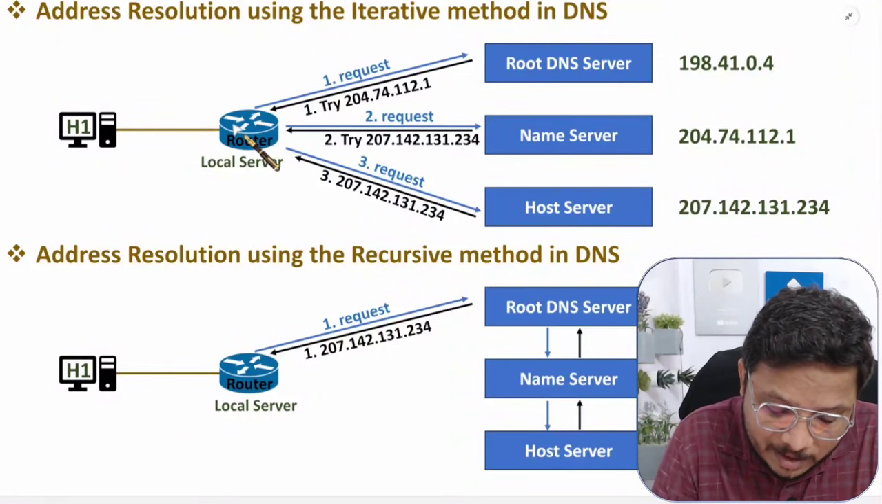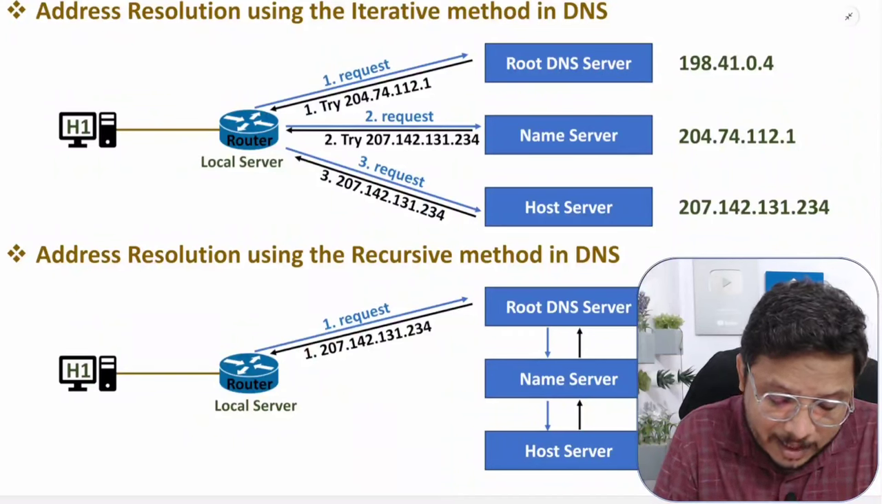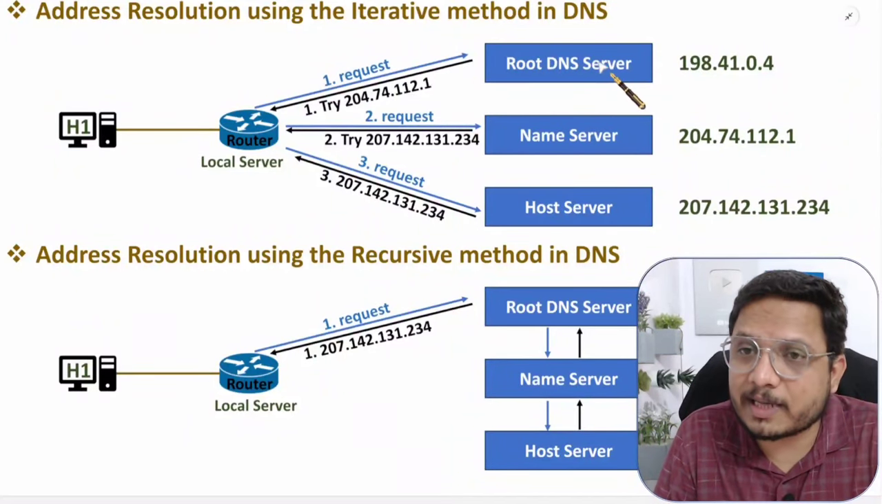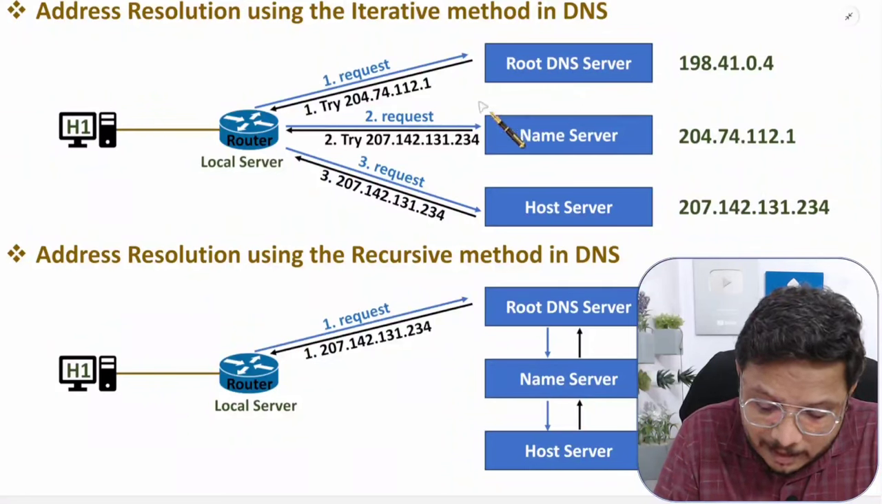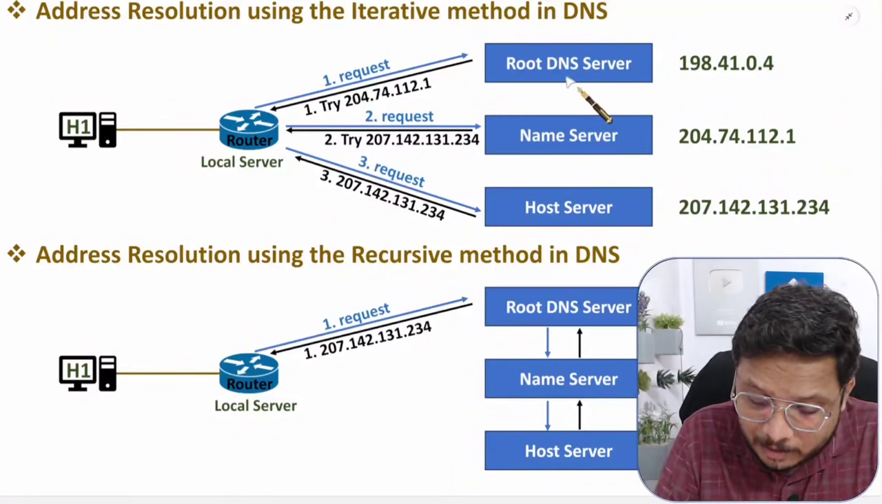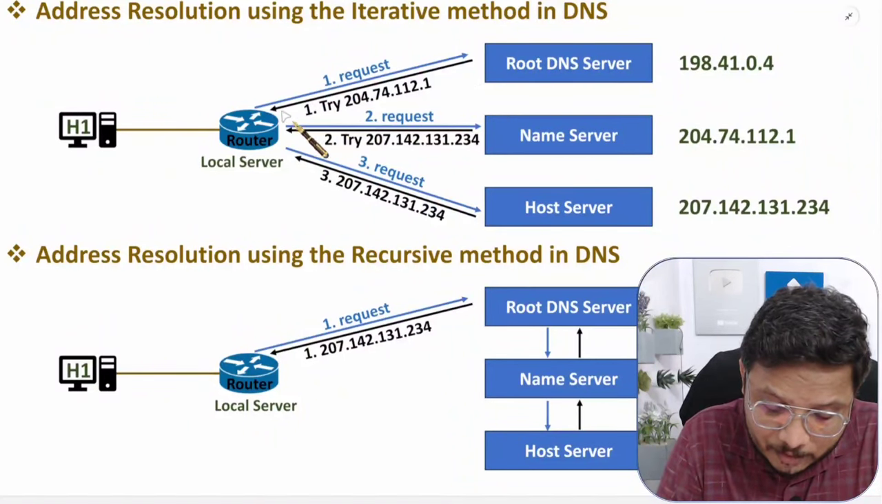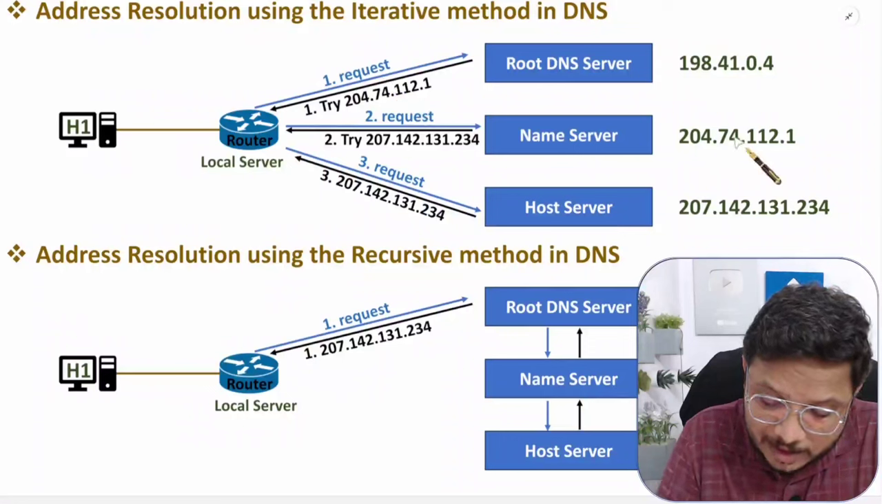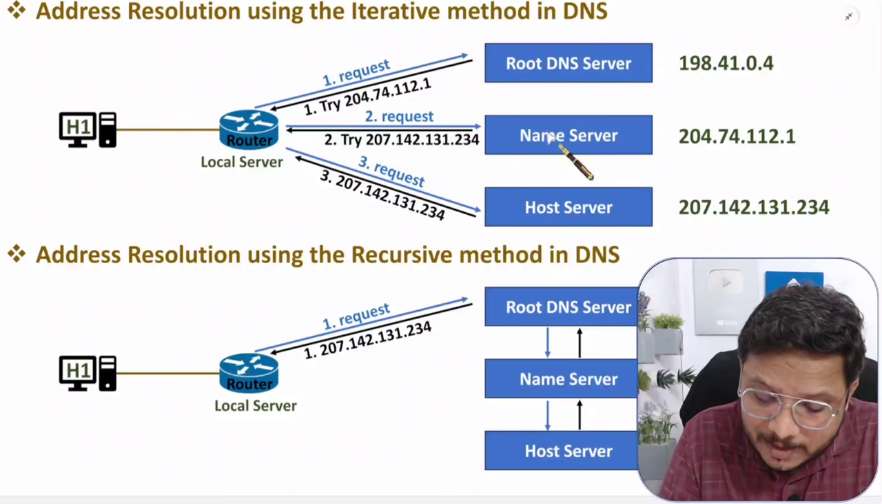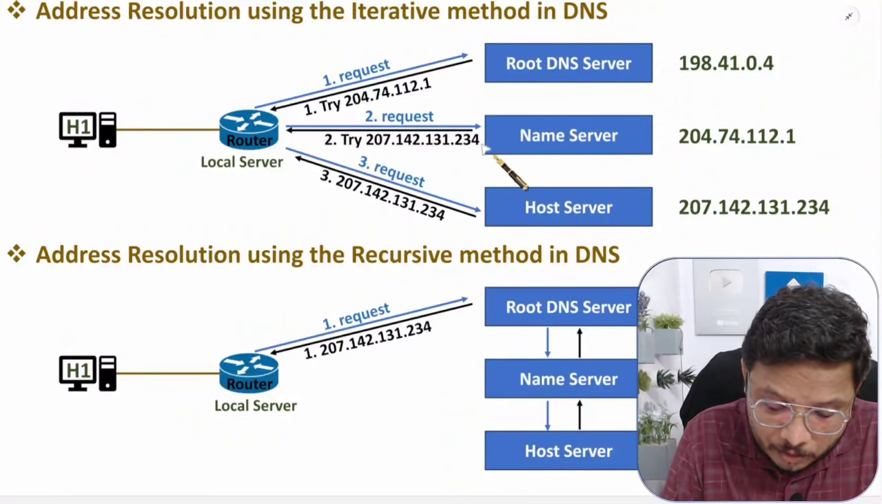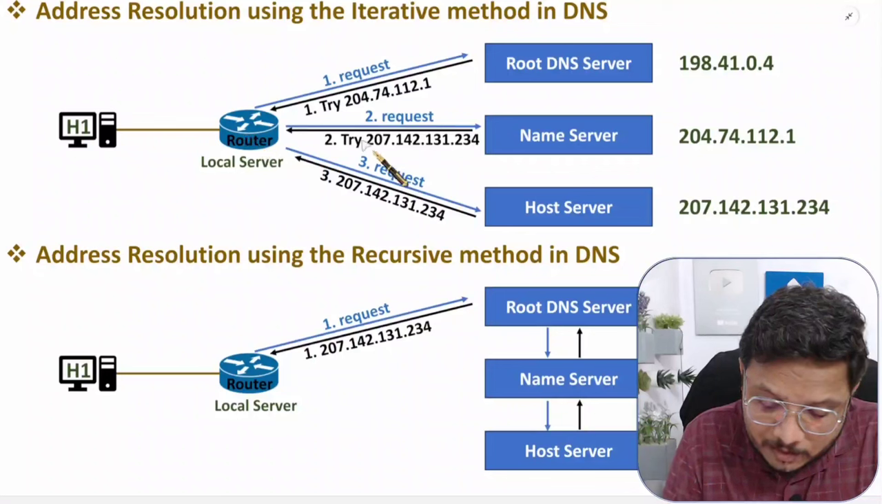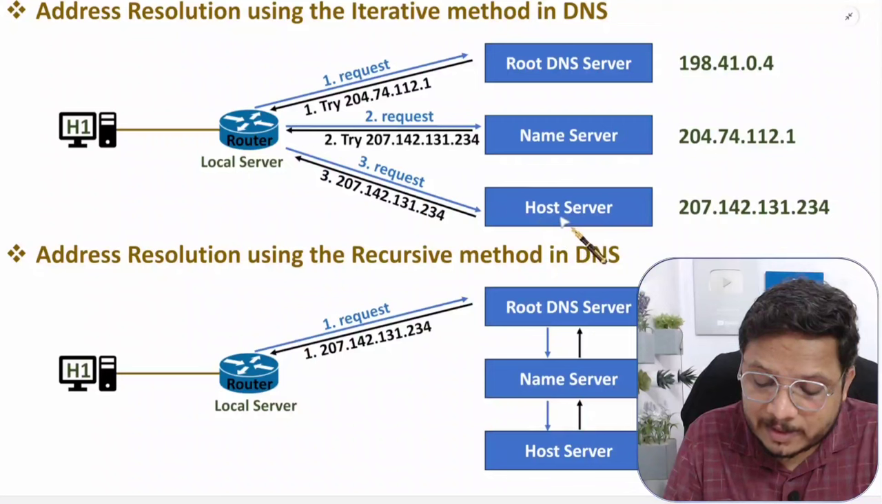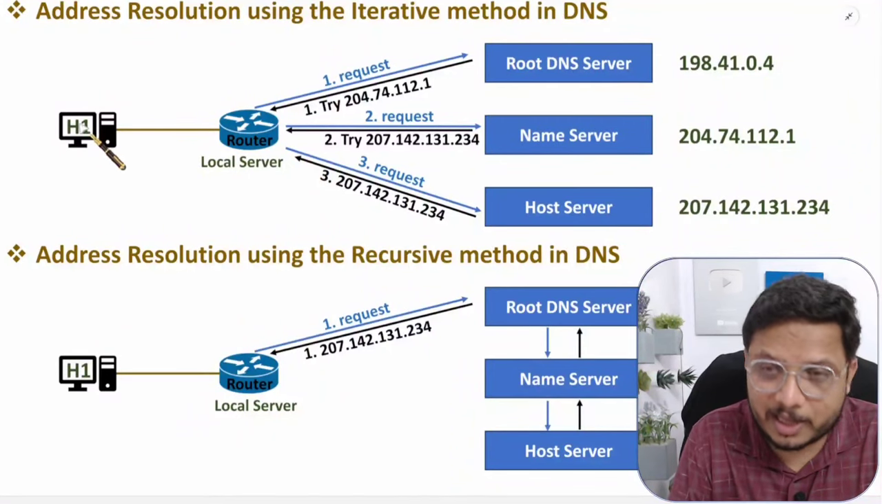Now you see, this router will be requesting the root DNS server regarding the IP. So what is the root DNS server saying? It is saying, you should go to the name server. It will give this IP in feedback, you see, this IP in feedback. So now this IP that is there with the local server, it will send a request to this name server. Now this name server will give this IP to the local router. Now that this IP has come to the local router, it will request the host server. Now the host server will say, okay, this is my IP only, you can communicate with me over here, right?